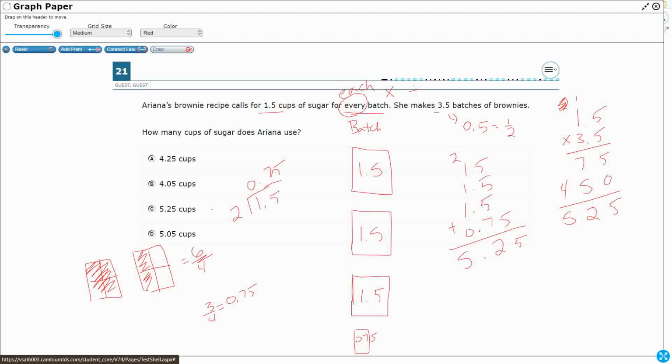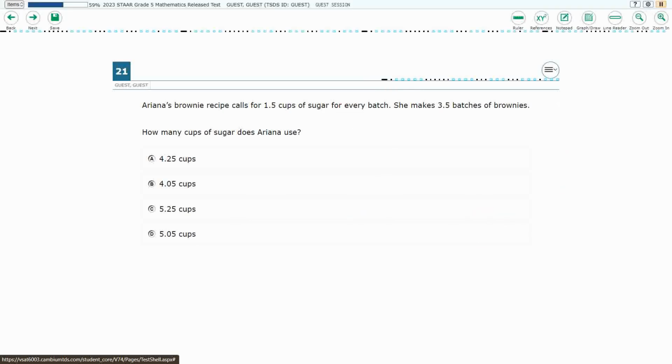Here's what we do. We have to count how many digits are behind the decimals in the factors. I've got one digit here and one digit here. So that's a total of two digits behind the decimals in my factors, which means I need a total of two digits behind the decimal in my product. So if you want to multiply, this is probably an easier, quicker way to do it. If you want to draw a picture and add it up, that also works. Our answer is C.